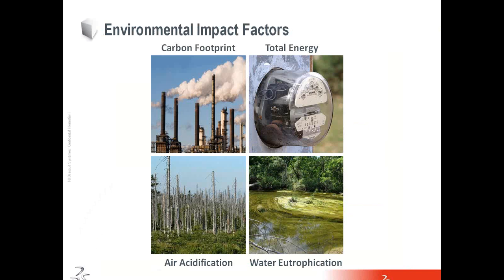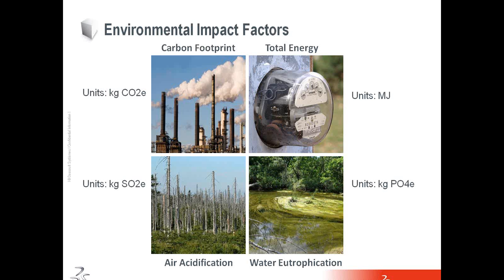And SolidWorks Sustainability will estimate the environmental impact factors in 4 different categories, namely the carbon footprint, total energy, air acidification, and then water eutrophication. So why do we need all these 4 different categories? Because a product's environmental impact cannot be just classified by one particular factor.